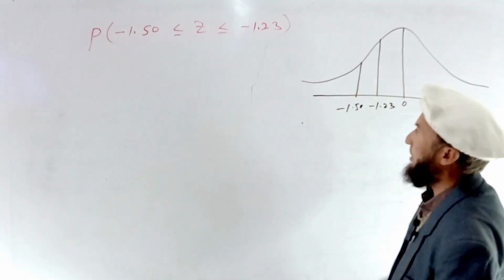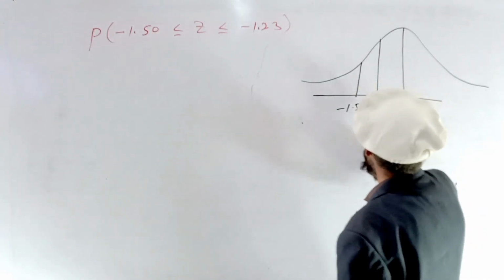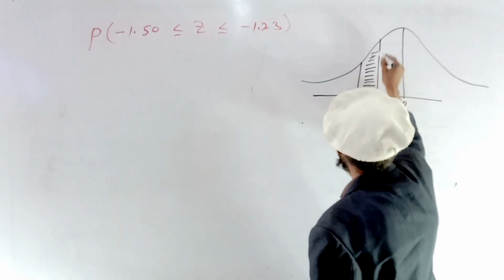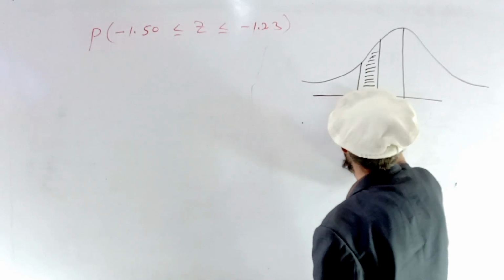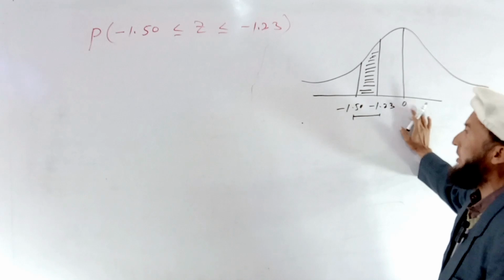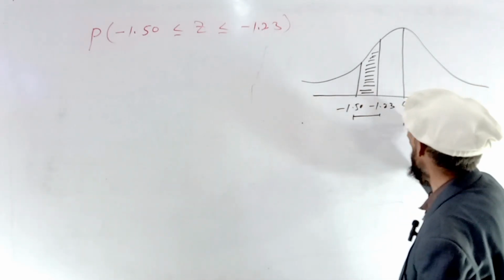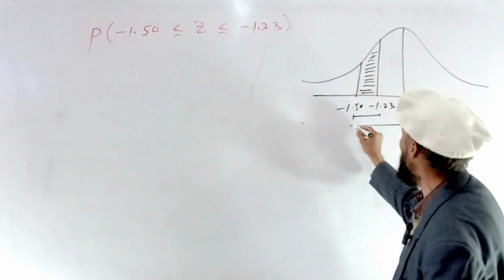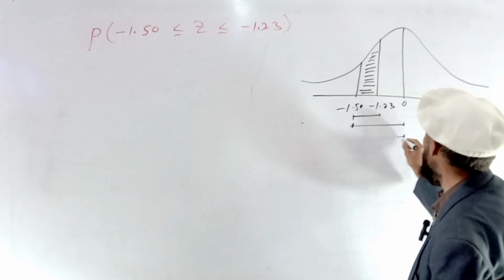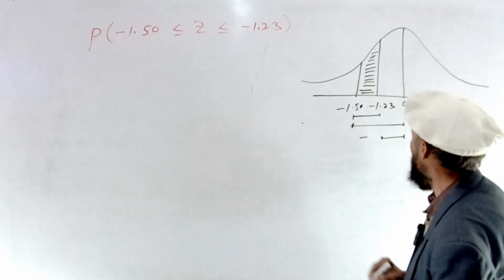We require the probability between these two figures, so this area is required. The probability for a standardized variable starts from 0. The first value we find is from 0 up to 1.5, and the second value from 0 up to 1.23. So we subtract this area.